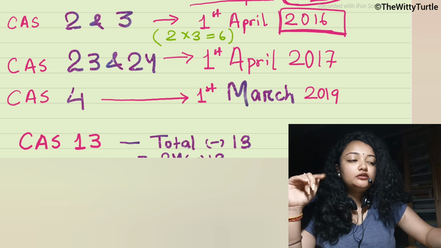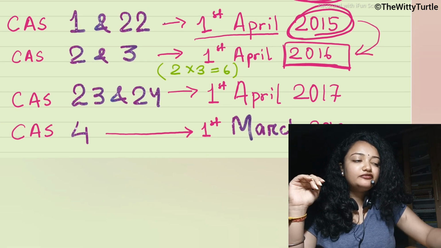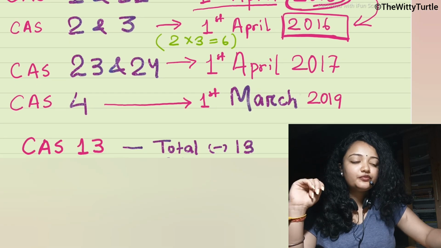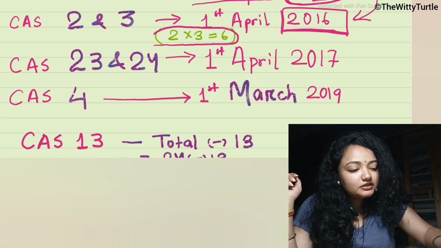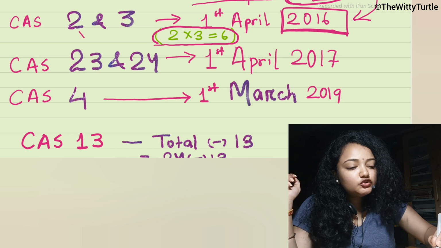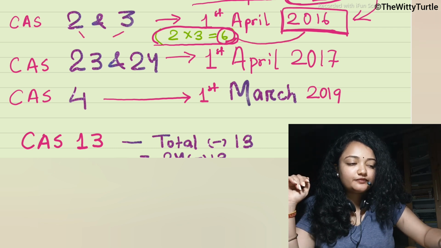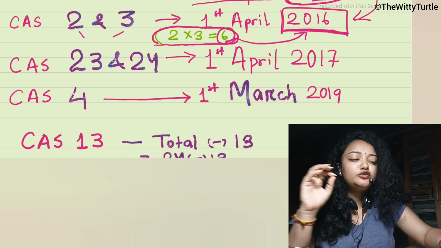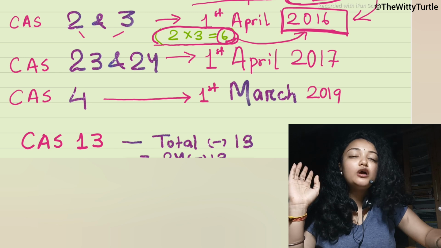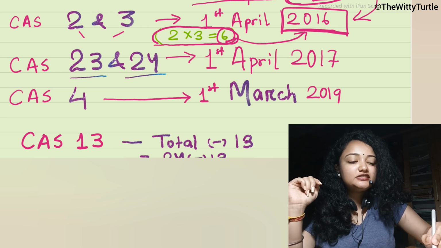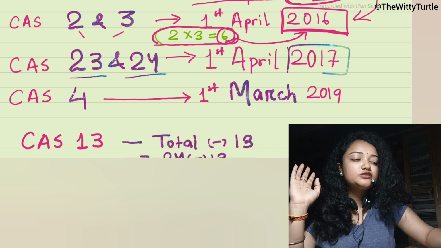We have two routes to remember this. The first is that after 15, 16 will be there, and in case you're not able to remember, then you can consider this one also. This is 2 and 3. If you multiply these two, then that comes to 6. So here this is going to be your 1st April 2016, right? Now coming to the next group, which is CAS 23 and 24. So this is your 1st April 2017.